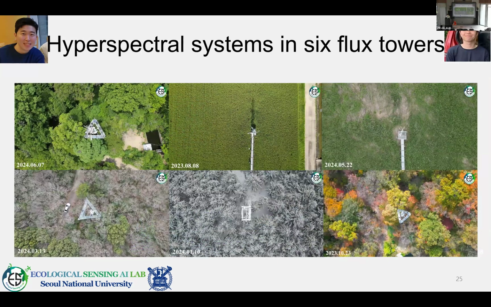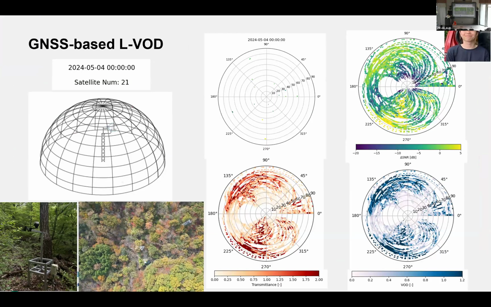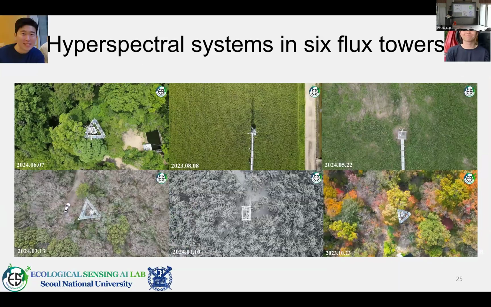I think it is actually the drone image. We installed all those hyperspectral systems in multiple flux towers in South Korea. It includes deciduous broadleaf forest, rice paddy, wetland, mixed forest, and evergreen leaf forest, very heterogeneous.